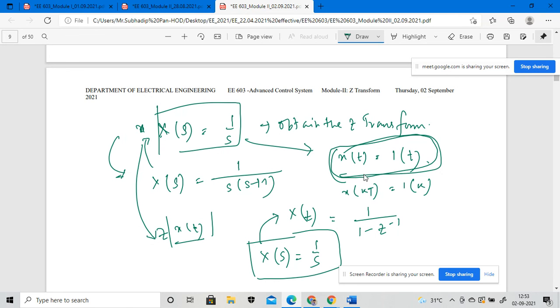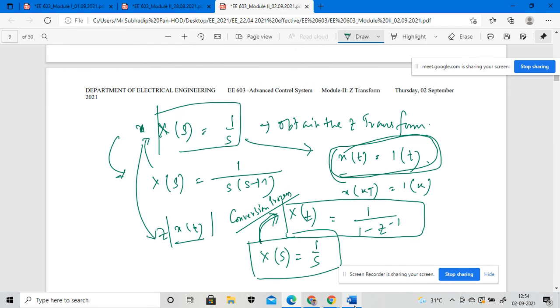If I convert the Laplace transformation to the z transformation, then it will come like this, right? This will be the conversion process from Laplace transformation to z transformation. Okay.